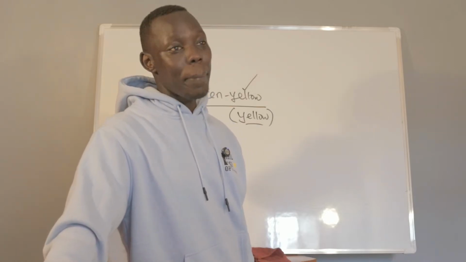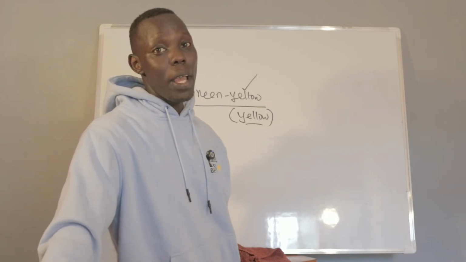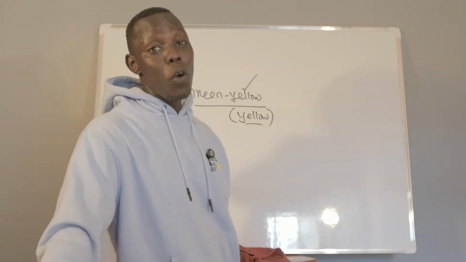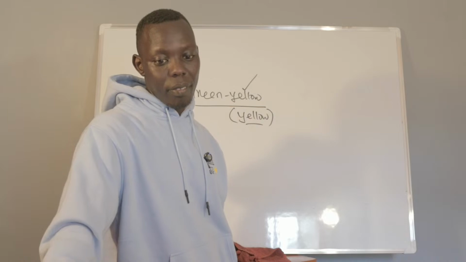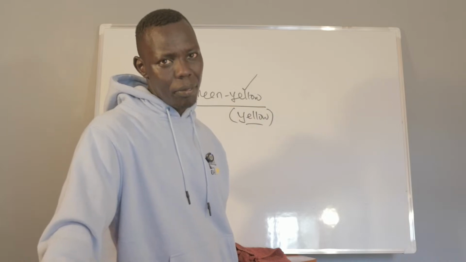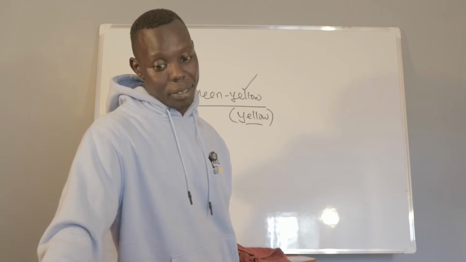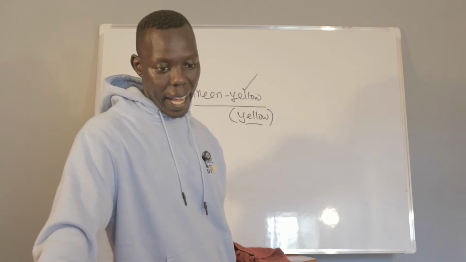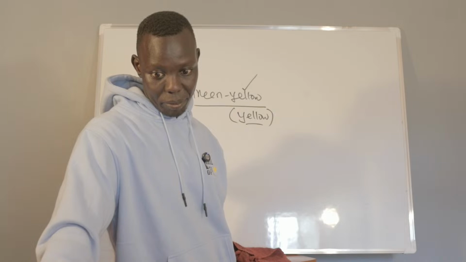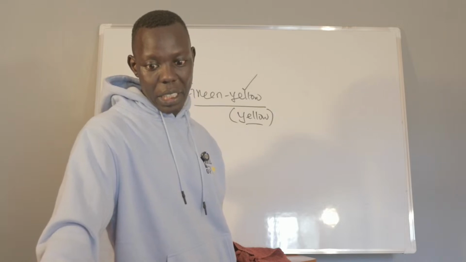Bromine is a liquid, it's a brown liquid. Bromine is brown. Bromine, B for B. Bromine is a brown liquid. Iodine is a dark solid. It is a shiny dark solid.